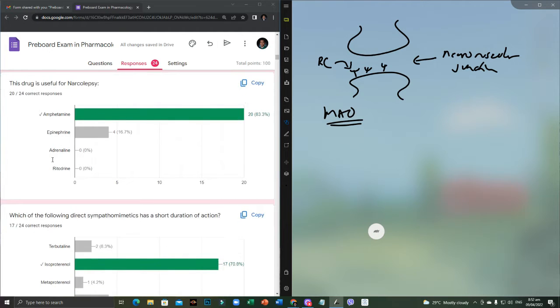Next question. This drug is useful for narcolepsy. So very good, class. The correct answer for that would be amphetamine. Not epinephrine, class, ha? Epinephrine is considered to be adrenaline. This is usually used for allergic reactions, or to increase the pumping capacity of the heart, or when the patient has cardiac arrest. So we can use epinephrine for that.